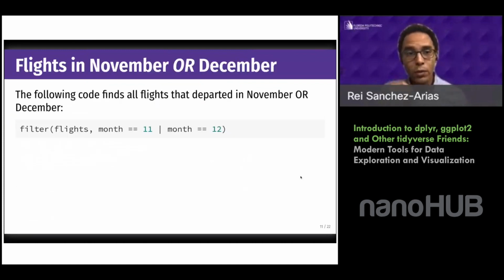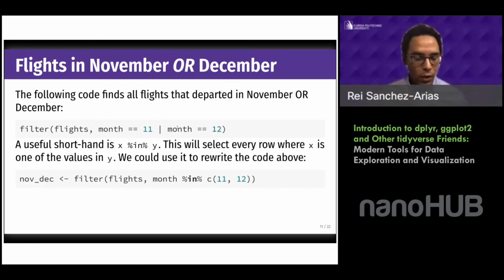So any of the logical operators that you can think of. So here's an example of that. Flights in November or December. For that, I can use month equals 11, or, that's the operator, month equals 12. Or in a more, I'm going to say elegant way, or the way that I like, is by using what we call the membership operator, that is percent in percent.